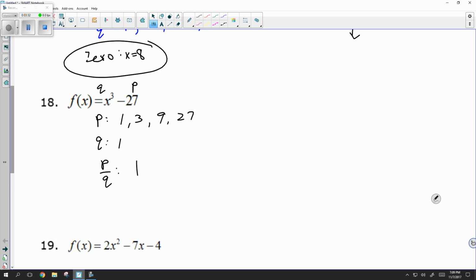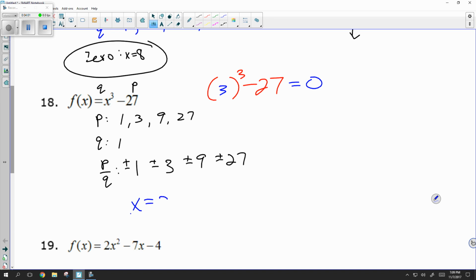1 over 1 is 1. 3 over 1 is 3. 9 over 1 is 9. And then 27 over 1 is 27. And then we put plus and minus on all of these because we don't know what the sign's going to be. So we go into the calculator, type in this, and try every single number that's there. I already did this ahead of time. It looks like the only answer that's going to work is 3. When you plug in 3, the answer is 0. So that means that x equals 3 is the solution.